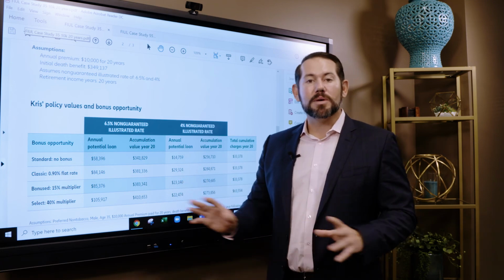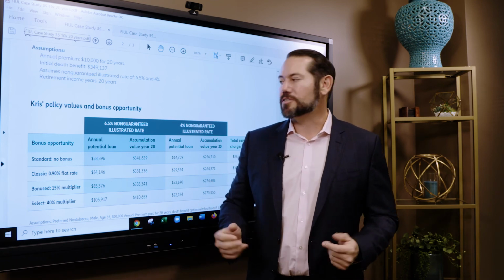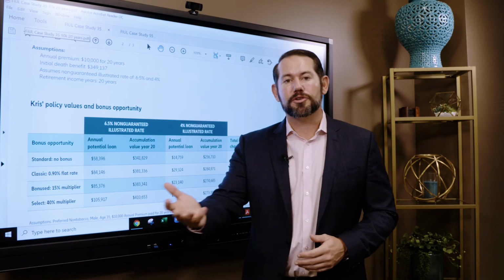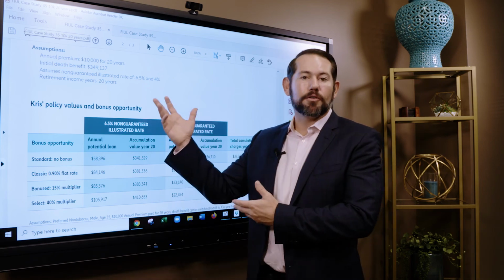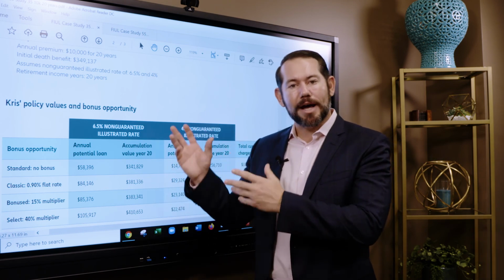This is by no means a full disclosure of everything you need to know about these policies. They come with illustrations, they come with language that needs to be reviewed with you and your advisor. They are not a good fit for everyone. If you're not in good health, this is probably not a good idea for you because the expenses would be higher inside these policies.